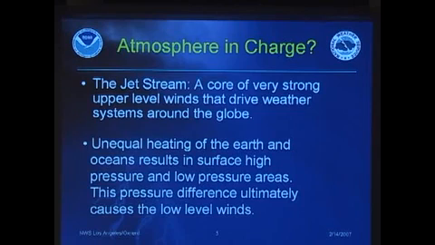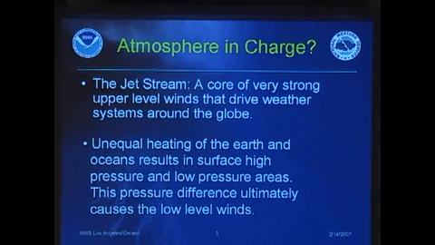You have unequal heating of the earth and oceans from the sun, and that results in differences in atmospheric pressure at the surface. You'll have surface high pressure systems and low pressure systems. This pressure difference, or as we call it in meteorology, gradient, ultimately causes the low level winds. And I can think of two scenarios that affect us here in Southern California.